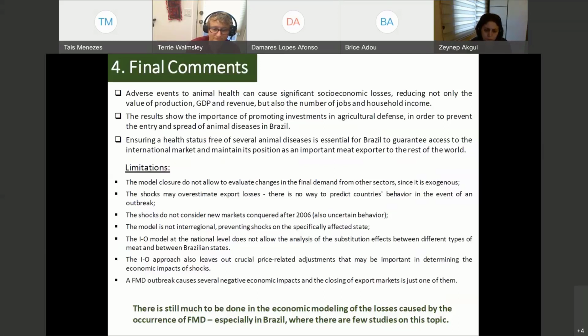And finally, we considered only one type of economic shock caused by FMD outbreaks, but as I said before, there are many other negative shocks that we could apply to this scenario. Anyway, there is still much to be done in the economic modeling of the losses caused by FMD outbreaks, especially in Brazil, where there are just a few studies on this topic, especially on the economic side. Thank you very much.